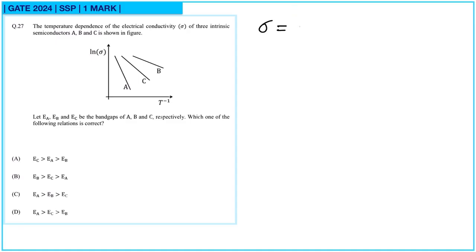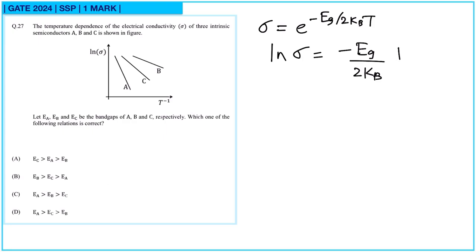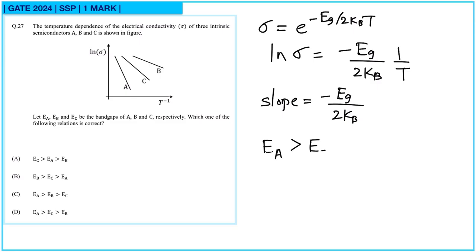Now sigma is proportional to e raised to minus E_g upon 2 k_B T for an intrinsic semiconductor. That means ln of sigma will be equal to minus of E_g upon 2 k_B into 1 by T. So this graph will be a straight line whose slope is equal to minus of E_g upon 2 k_B. That means slope is proportional to E_g. So if the slope is large, E_g will be large, and the slope is largest for A. So E_A will be greater than E_C, which is greater than E_B. So option D is correct.